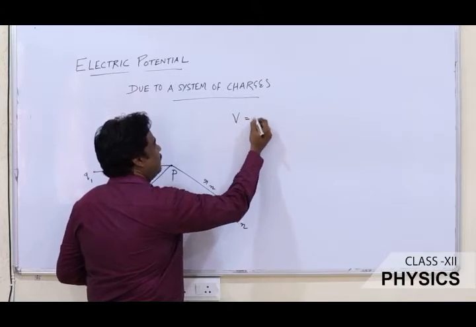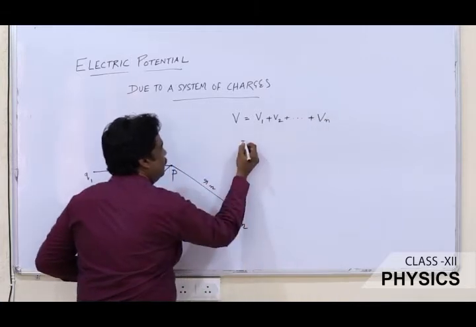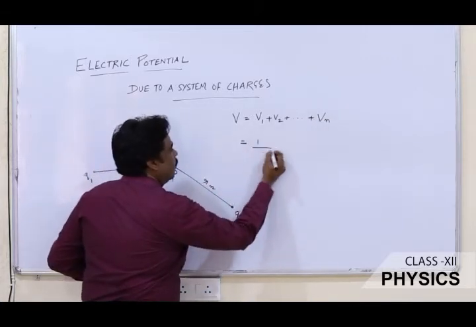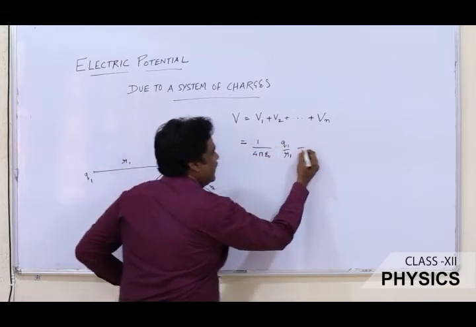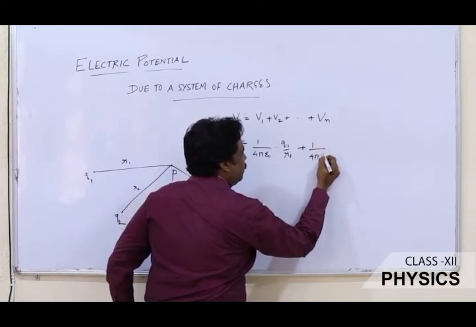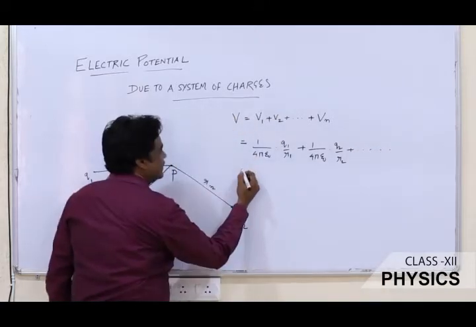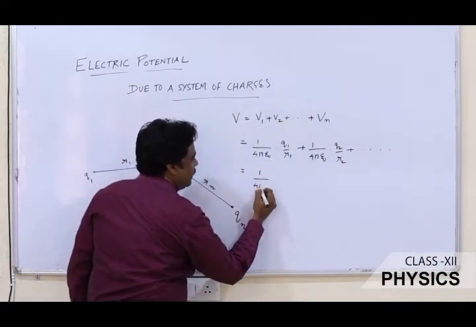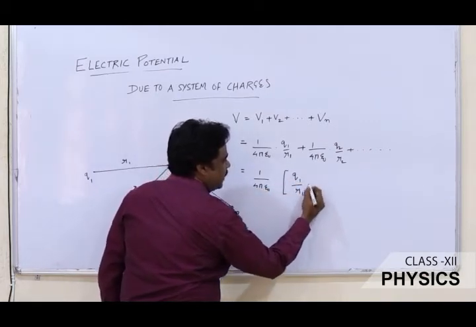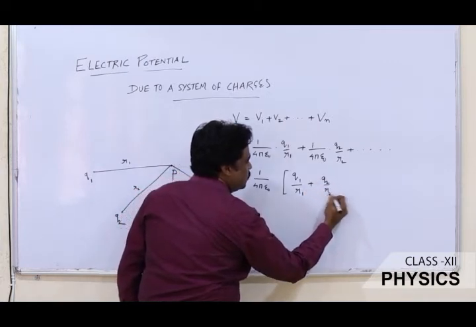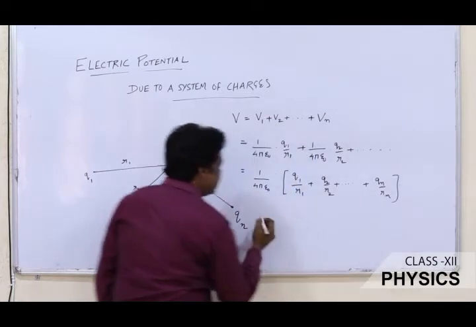So what is the potential at P? It can be written as V1 plus V2, and it continues up to Vn. So what can I write for V1? V1 can be written as 1 by 4 pi epsilon naught Q1 by R1. Similarly, I can write V2 as 1 by 4 pi epsilon naught Q2 by R2, and it continues. What is taken out? 1 by 4 pi epsilon naught can be taken out. So the common for the first one is Q1 by R1. For second, it is Q2 by R2, and it continues up to Qn by Rn.